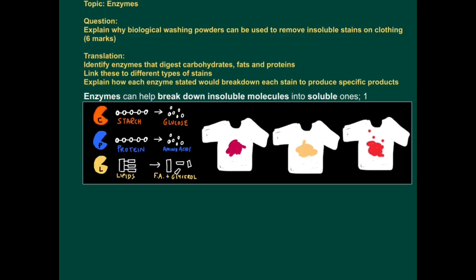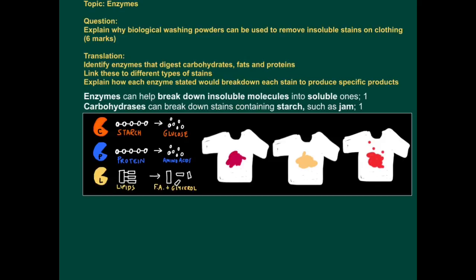So I'm going to start off with a general statement to say enzymes can help break down insoluble molecules into soluble ones. In other words, enzymes help break down long-chain molecules into tiny monomers, tiny single-unit molecules, which can easily be dissolved. So insoluble here to soluble here. Notice how I say help break down and not enzymes break down. Enzymes just lower the amount of energy needed to break down these molecules. It's actually water that does the breaking down.